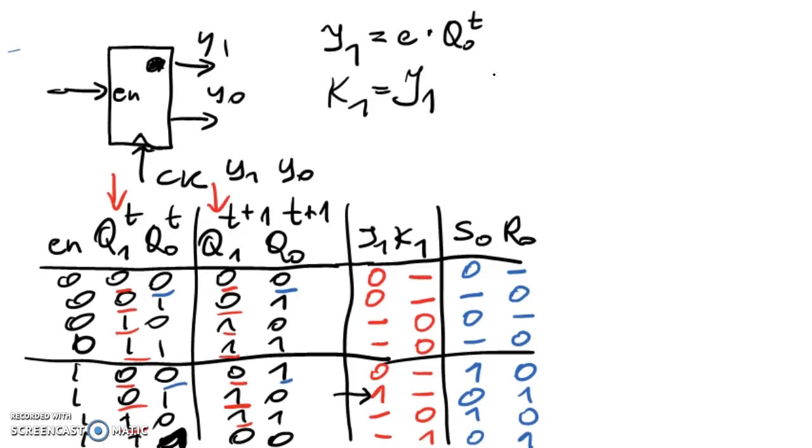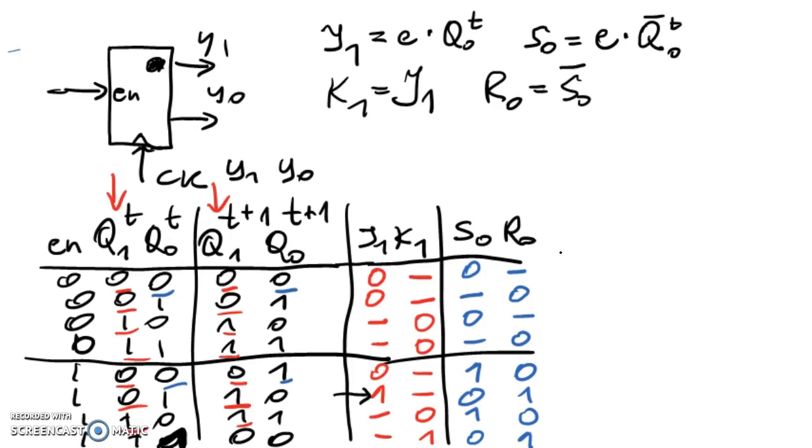What about S0? Can I find the solution? S0, which is equal to, we can minimize these two ones to glue them together, having enable times not Q0 of t. Please do it at home using K-maps, because I am not sure if they are minimized. It is an inversion of, as you can see, an inversion of S0.